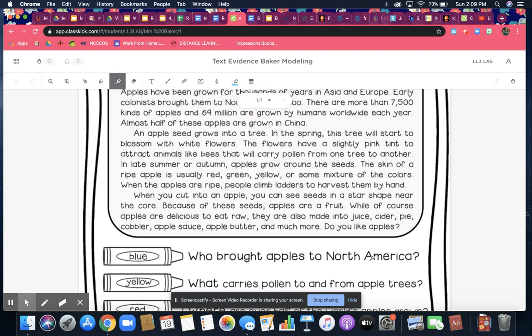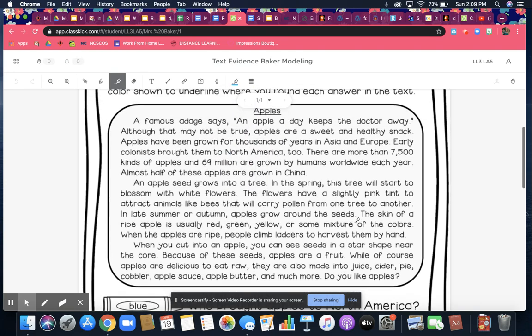Who brought apples to North America? I've already read this, so I probably remember kind of where it is. A saying says an apple a day keeps the doctor away. Although that may not be true, apples are a sweet and healthy snack. Apples have been grown for thousands of years in Asia and Europe. Early colonists brought them to North America too.